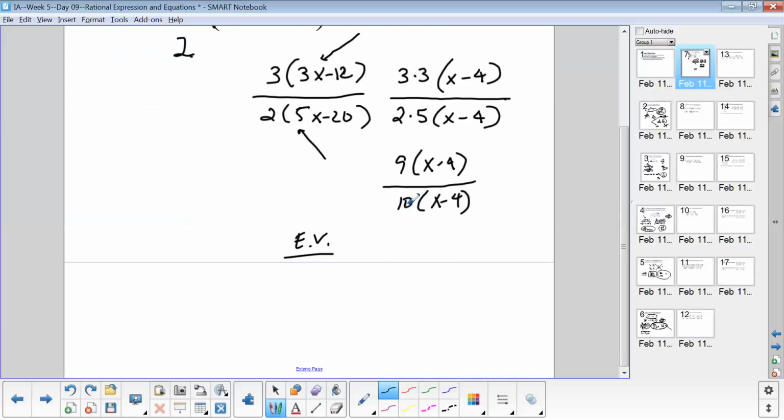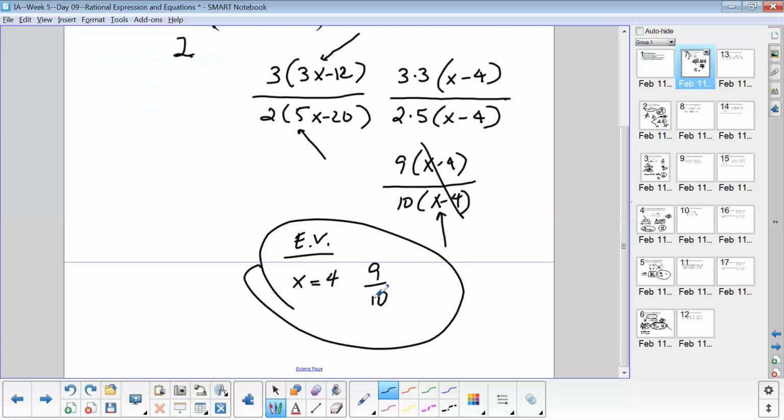So my excluded values would come only from the expression below. There's no variable with 10. There's your only variable, and it's in the denominator. x cannot be 4. If you substitute 4 in, you're going to get 4 minus 4, or 0. So my excluded value would be 4. Now I can divide those out, and I get 9/10 as a simplified result with the excluded value.